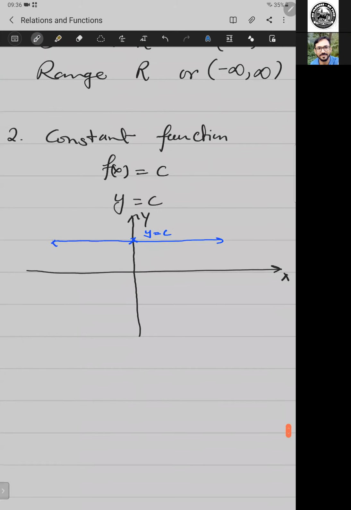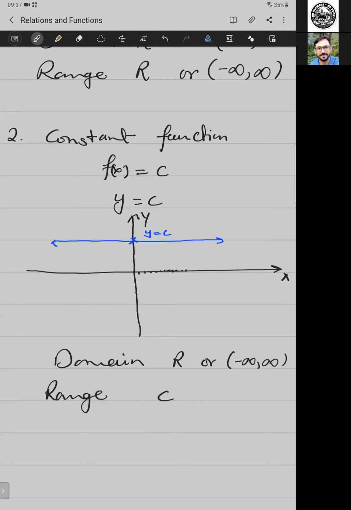Now we need to think about the domain. See, domain is the x values; we are using everything on x, so the domain is minus infinity to infinity. For the range, we have the condition that it will be only c, that is the constant. Range will be the constant. So this is the thing.